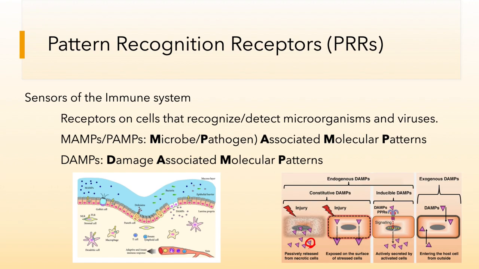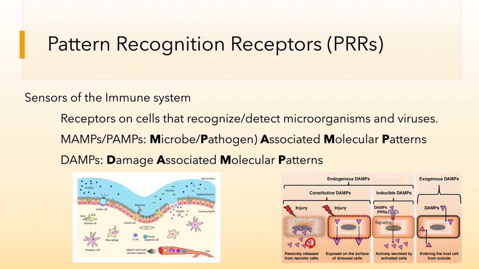Signals being sent out by a cell that is actually infected by something, an intracellular microorganism or a virus. And then exogenous DAMPs are anything that's outside of the host cell that's actually entering into it. So again, this could be a virus entry or bacteria or intracellular bacteria.